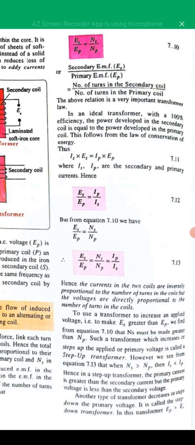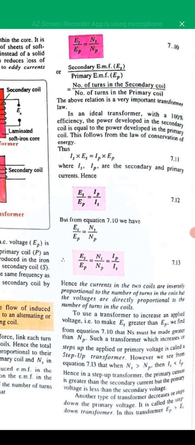What does that tell you? It tells you that there is a direct relationship between the voltage in both coils and the number of turns in both coils. You see, that is the relationship that states that the voltage in the secondary coil is directly proportional to the number of turns in the secondary coil, and the voltage in the primary coil is directly proportional to the number of turns in the primary coil. It is called the law of transformer or the law of transformation in a transformer.